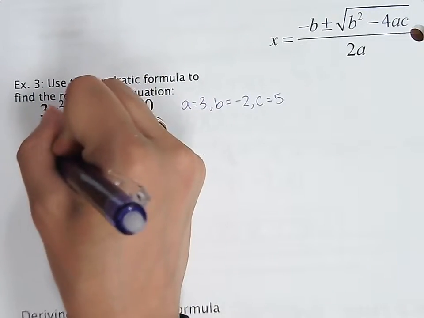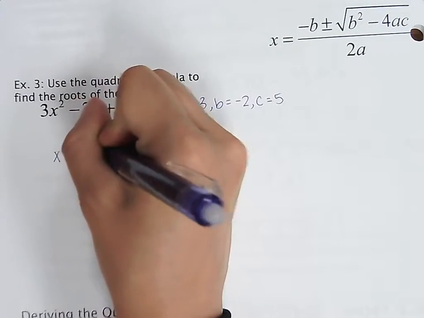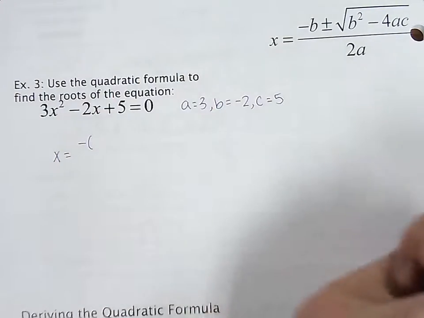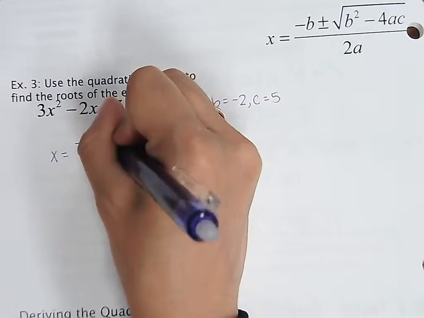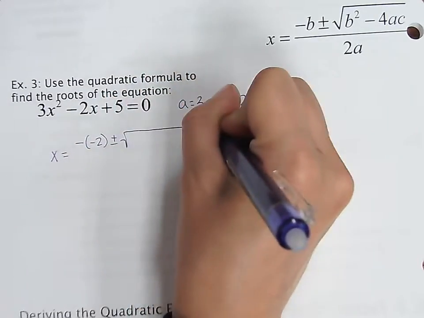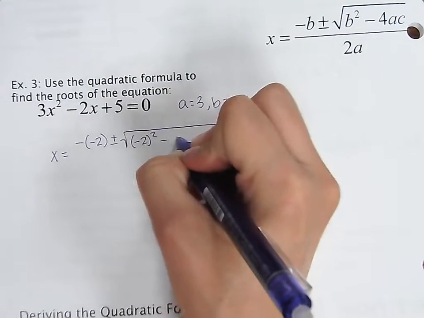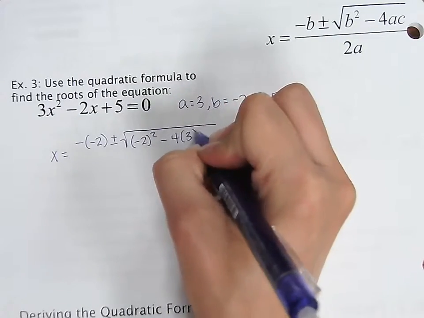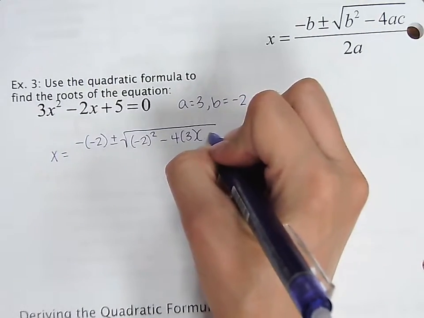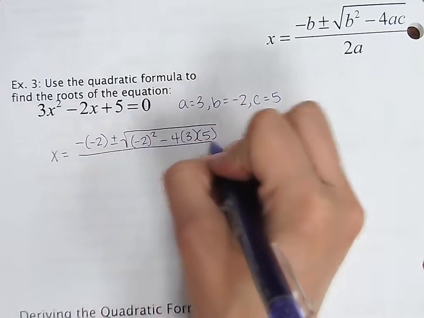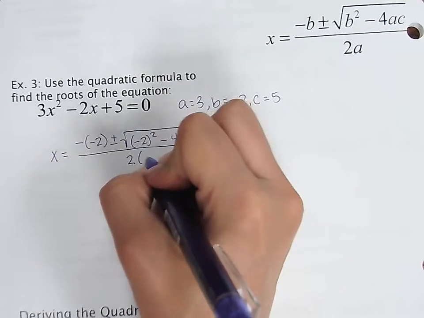So x is going to equal -b, which is -2, plus or minus the square root of b, -2 squared, minus 4 times a, which is 3, times c, which is 5, all over 2 times a, which is 3.